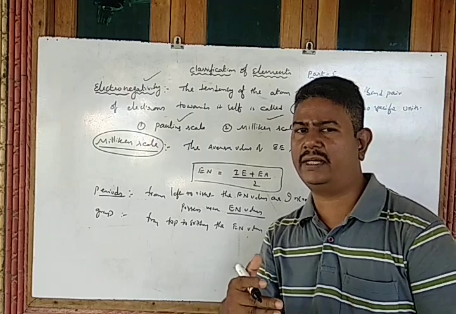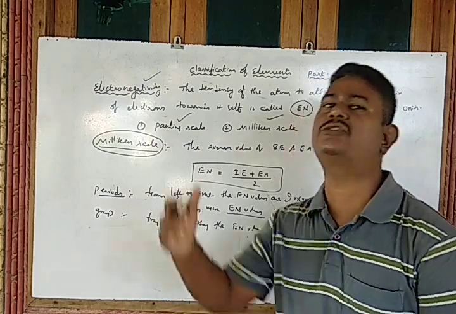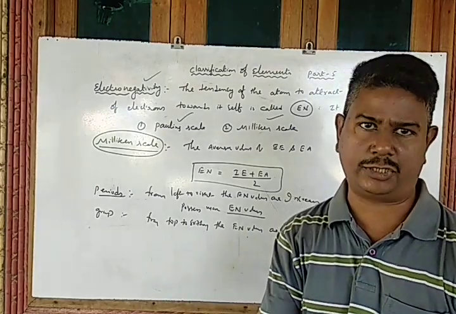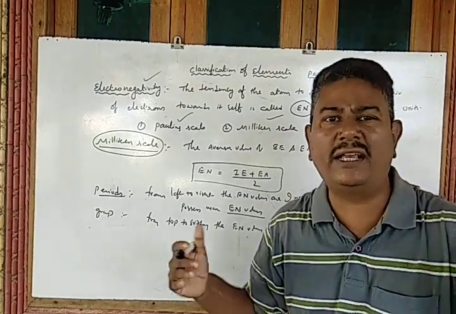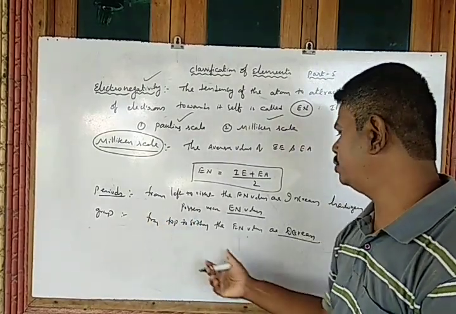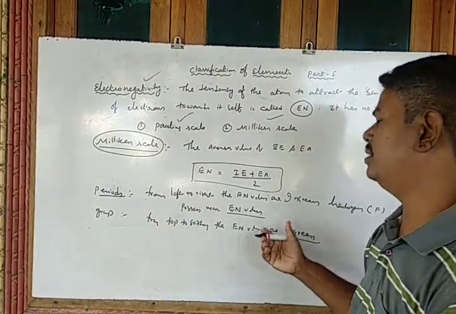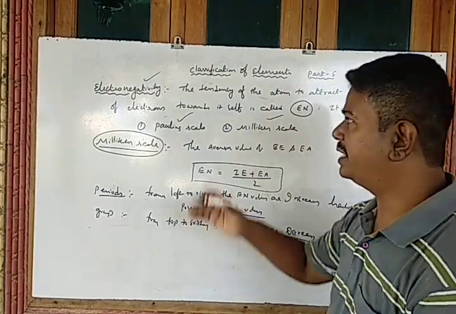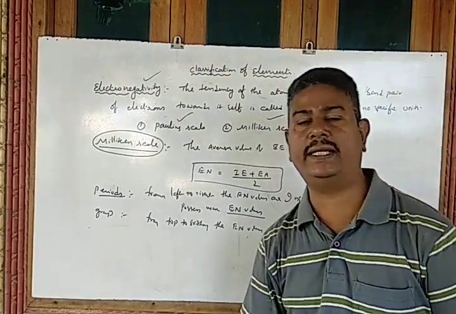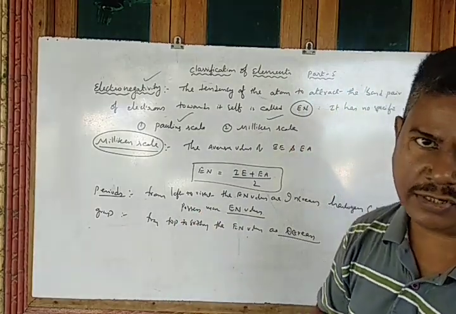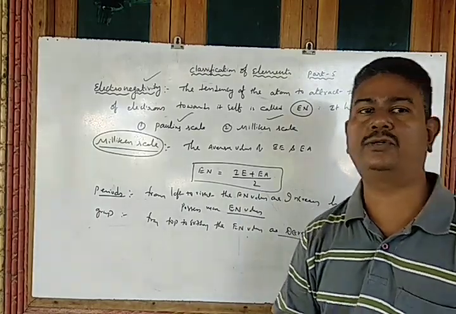the electronegative character decreases, which means the electropositive character increases. That means it easily loses the electron and easily makes a cation. So that's why in a group from top to bottom, the electronegativity values decrease. Clear? So that's about the gradation of the electronegativity property in periods and groups. Clear? That's about electron affinity and electronegativity.